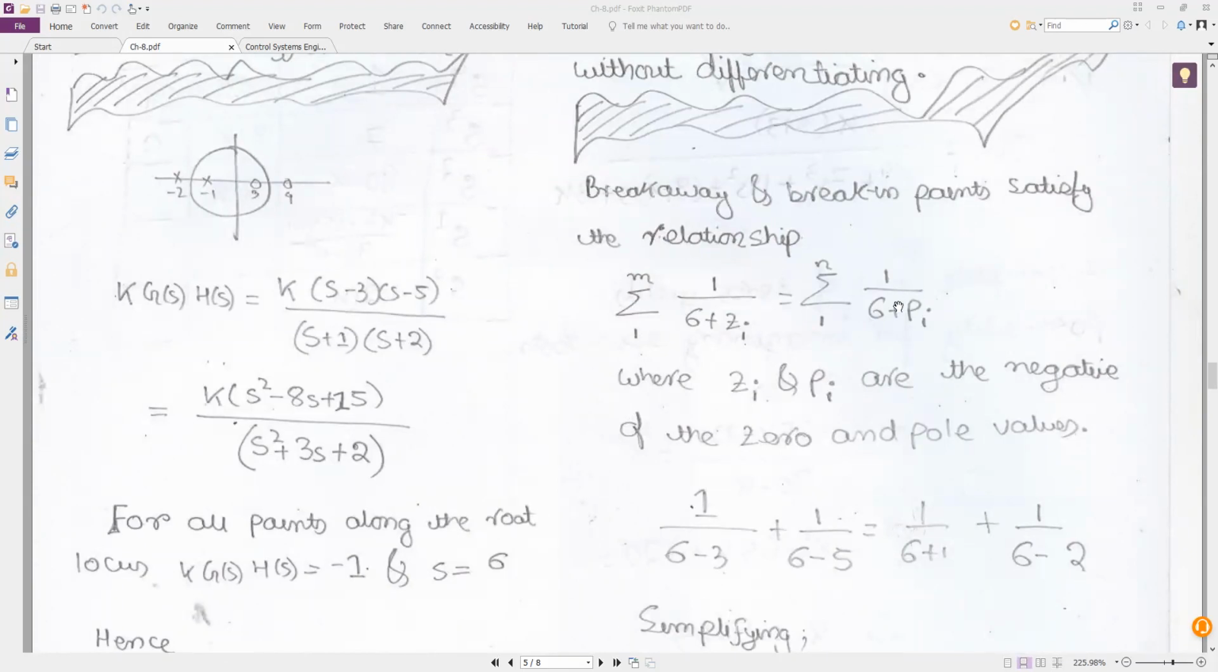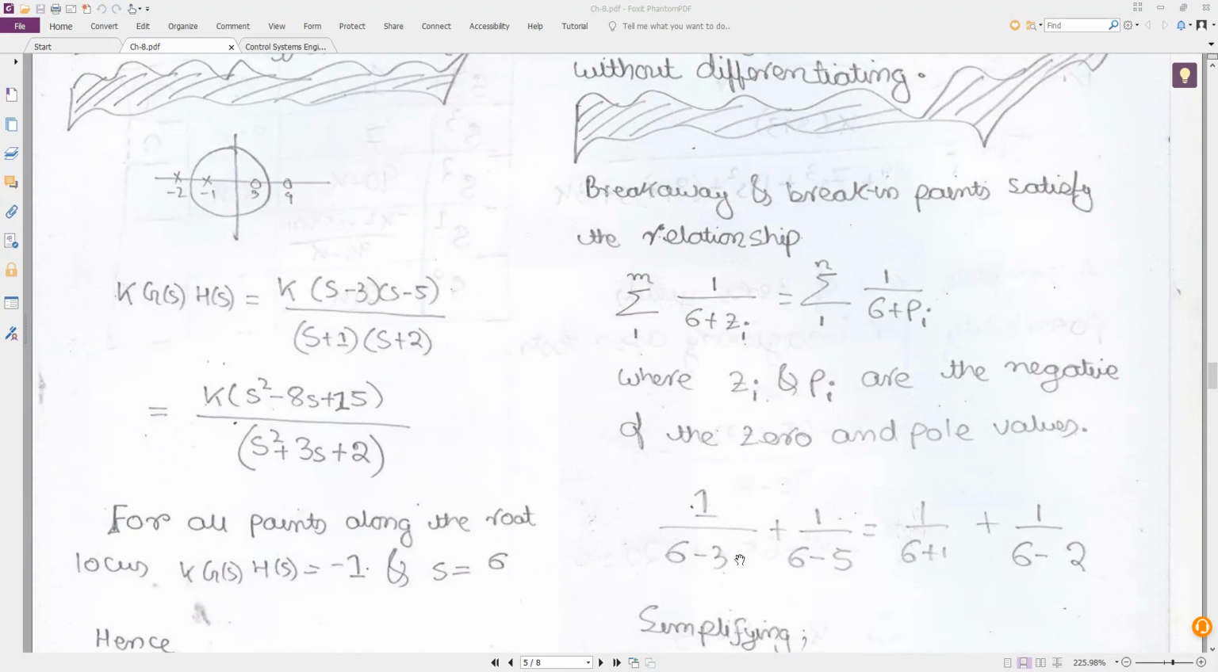So you have to satisfy this equation: the summation from 1 to m of 1 divided by sigma plus zi, equals the summation from 1 to n of 1 divided by sigma plus pi, where zi and pi are the negative of the zeros and pole values. These are the negative of zeros and pole values.